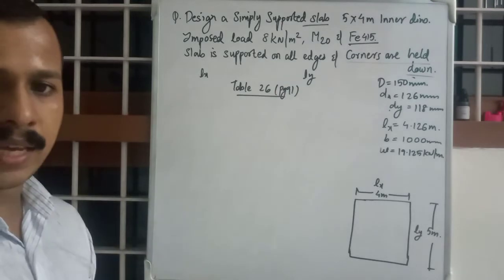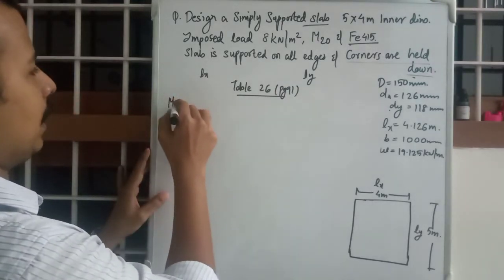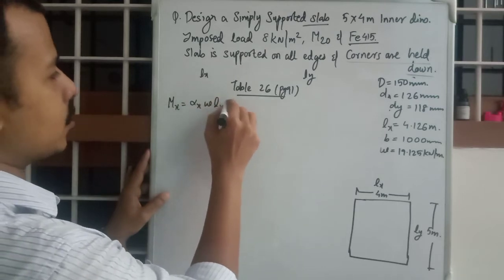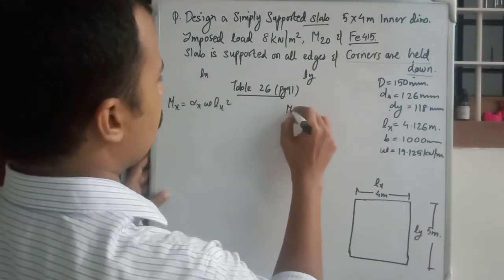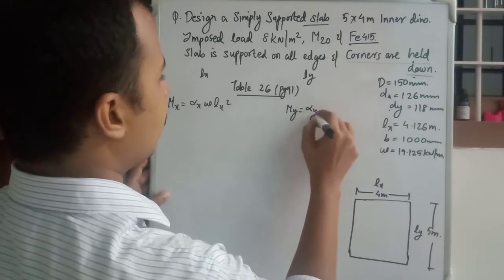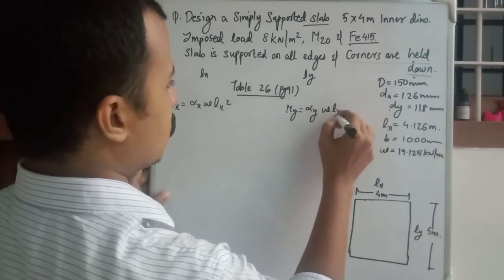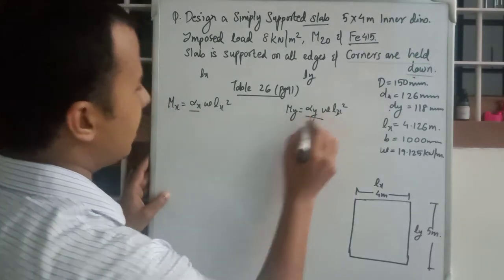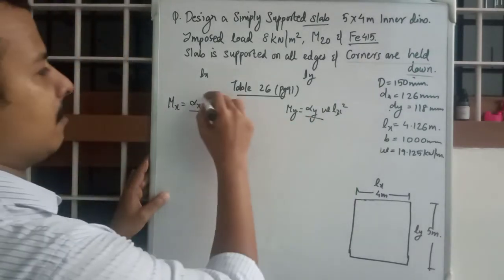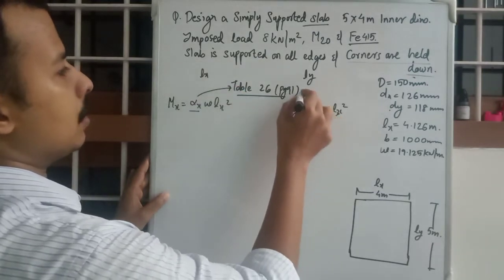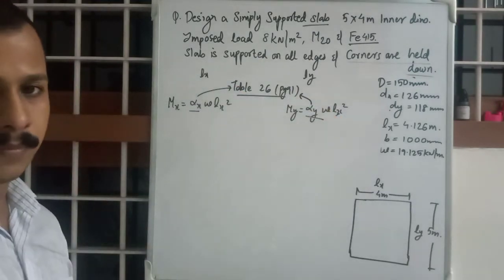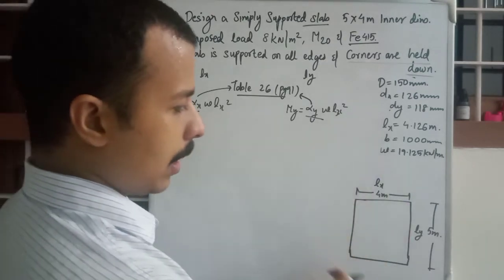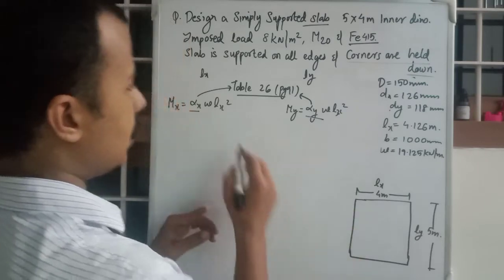The equations are the same. Mx will be equal to alpha x w Lx square. My will be equal to alpha y w Lx square. Okay, but you will be calculating alpha x and alpha y from Table 26.